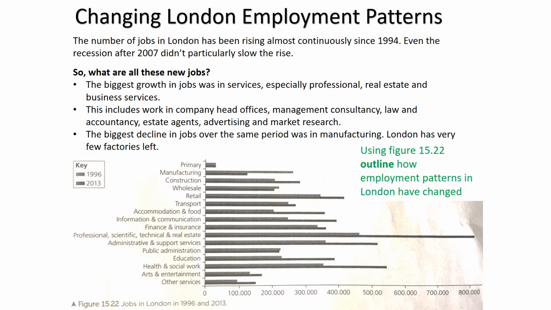So in terms of the employment, we can see how it has changed. I'd like you to have a little look on the screen about the employment patterns within London. I'd like you to look at what London used to look like. So that sort of lighter shaded area was 1996, and the darker area is today. So I want you to take a pause, make a couple of notes on changing London's employment patterns, and answer our question on the right hand side. Using figure 15.22, outline how employment patterns in London have changed. So take a pause, answer that question with a couple of notes, and then we'll resume.